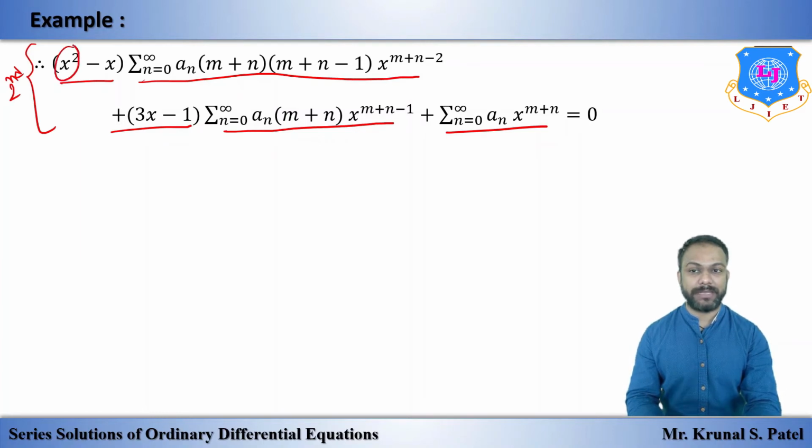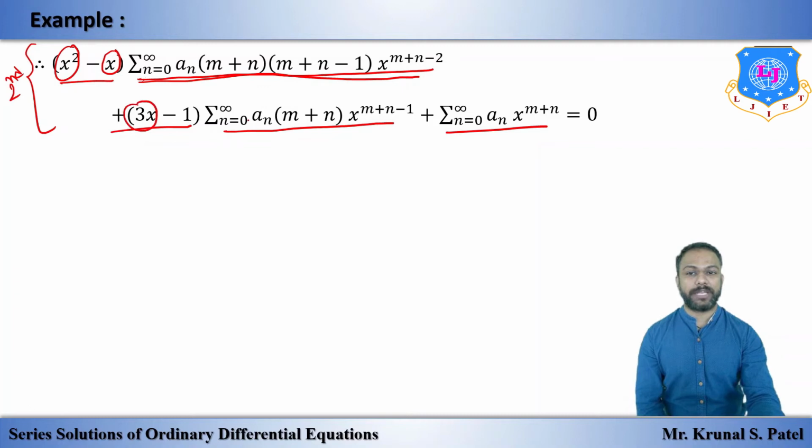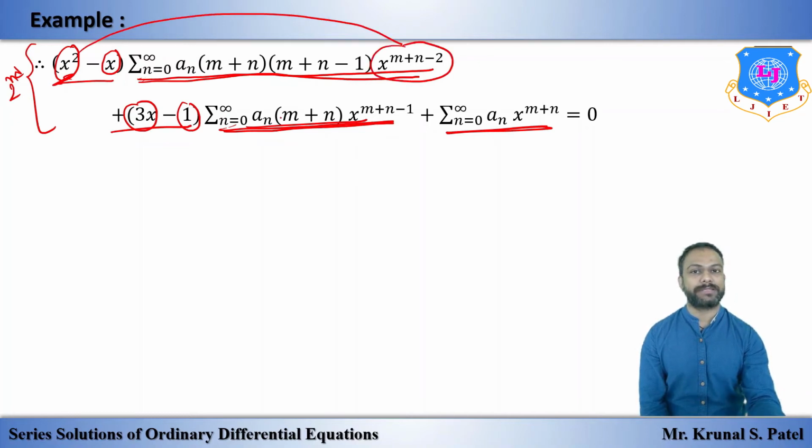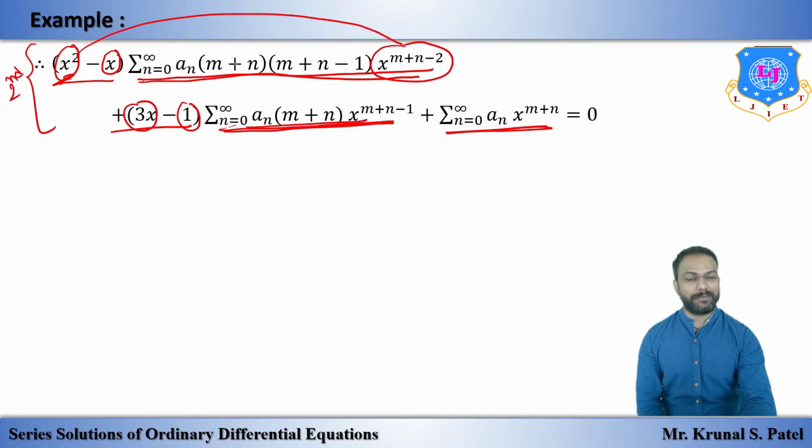That means we are multiplying this x square with this entire sigma, this value y double dash. We will multiply x with this value. Similarly, 3x multiplies with this sigma and 1 multiplies with this sigma, and this term as it is, because we don't have any constant or x. So if we multiply x square with this sigma, the power of x square is multiplied with this x, so x is to m plus n, and the entire sigma as it is.